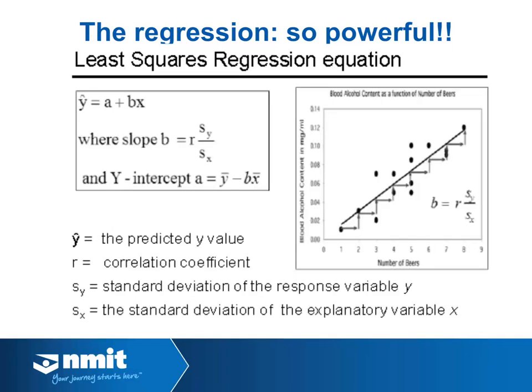We can calculate A and B relatively simply. First of all, B is simply R times the standard deviation of y divided by the standard deviation of x, or the standard deviation of the data set used in the x-axis. So that's B, that's simple. A is simply the mean of y minus B times the mean of x. Simple. And that's our equation. Again, Excel will do it all for us.